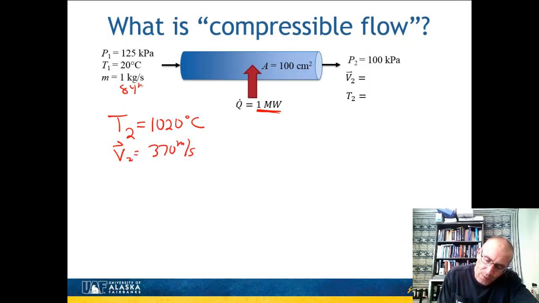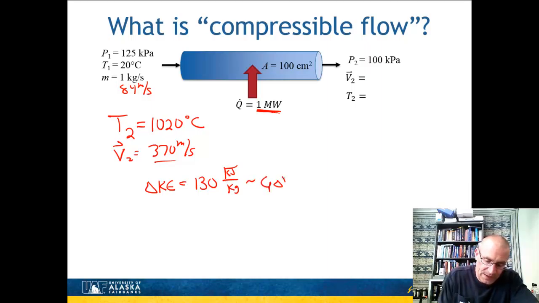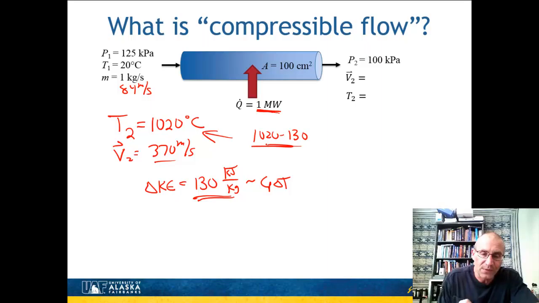Now remember, it came in at 84 meters per second. Now it's coming out at 370, and that's going pretty fast. And in fact, if I look at my change in kinetic energy terms, I'd find that it's on the order of about 130 kilojoules per kilogram, and that's about Cp delta T. That means about 130 of this degree change is actually in the kinetic energy. So really my temperature should be like 1020 minus something on the order of about 130. So I'm now starting to introduce pretty significant differences, and clearly I can't neglect my changes in kinetic energy when my velocities go fast.